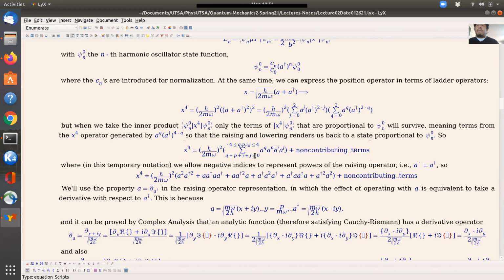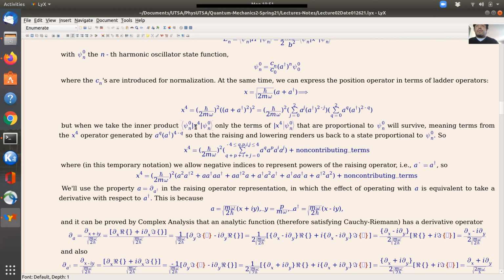So that's why we care only about terms where the addition of these powers is equal to zero. And these are terms that are non-contributing, because when you take inner product, it will basically become zero. So again, just keep in mind this is a very temporary notation. I'm just trying to express how this net effect zero is related to this balancing of raising and lowering operators. And if you look for all these terms, basically these would be the ones that have net effect zero.